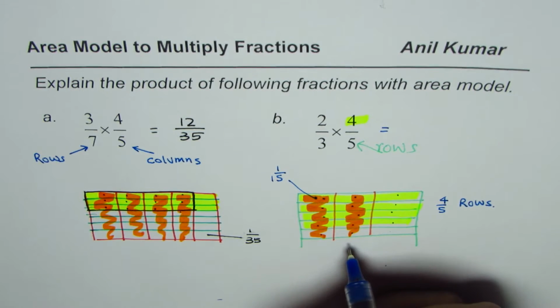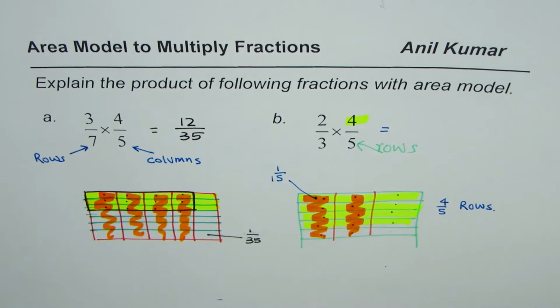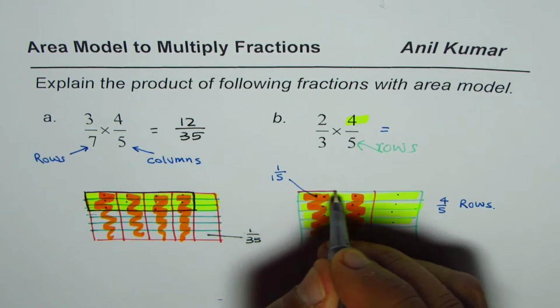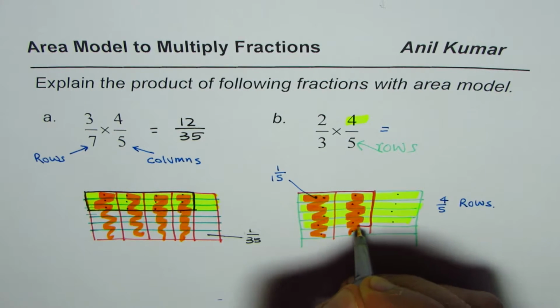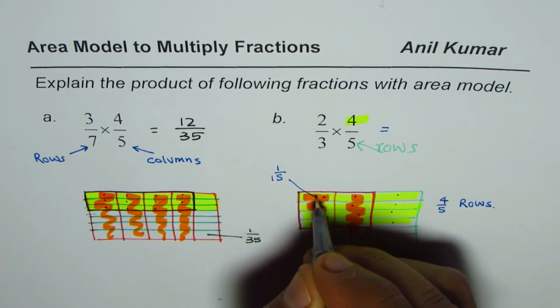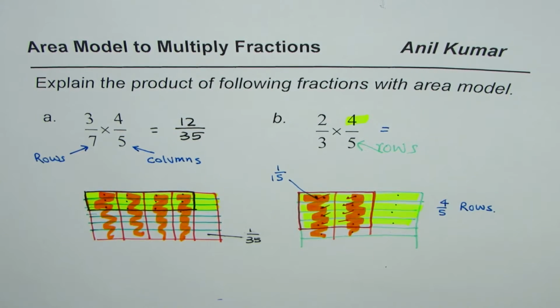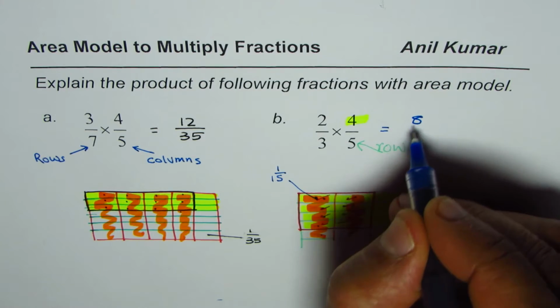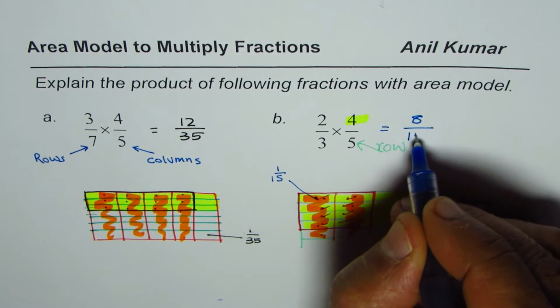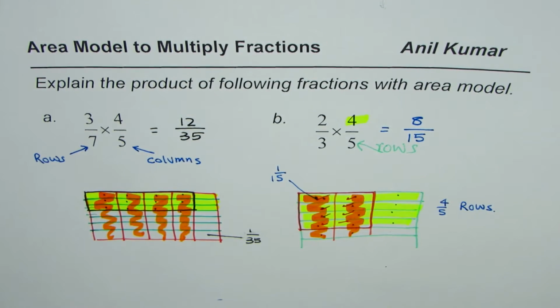How many of these have we selected? If you count, the number of units which we have selected here are within this boundary: 1, 2, 3, 4, 5, 6, 7, 8. And therefore, the answer is 8 of 1 over 15, 8 over 15. That is how you get the product of fractions using area model. I hope the concept is clear.